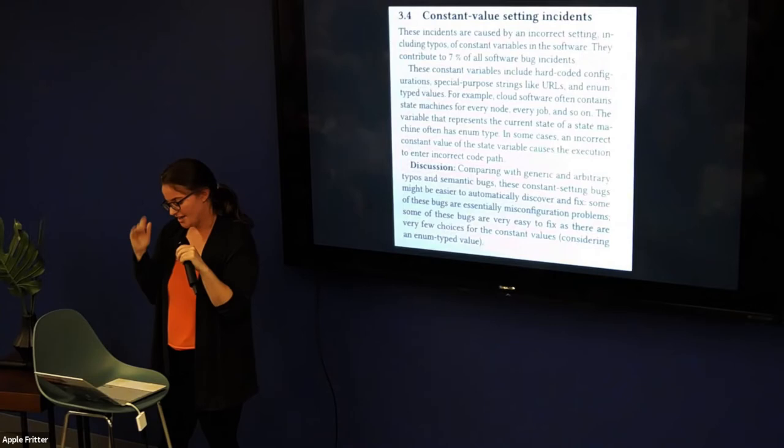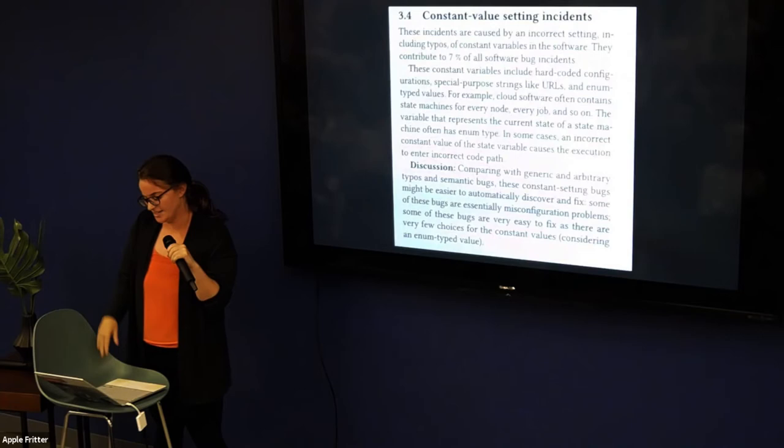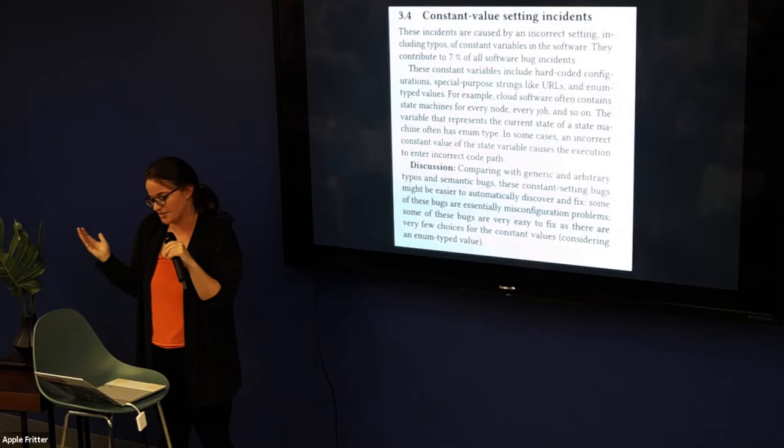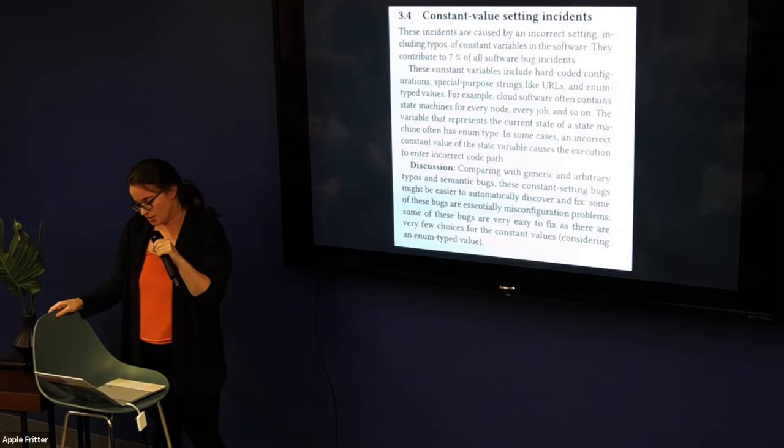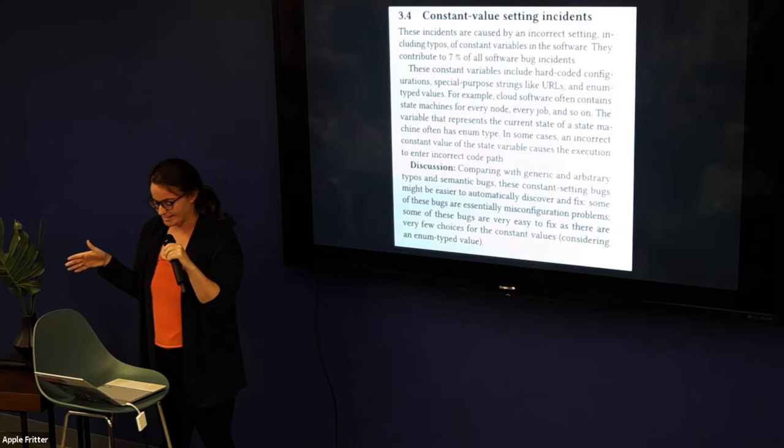So then there's the constant value setting incidents. These were problems where there's an incorrect setting of a constant, either a typo or something like that, which is crazy. You can actually find a bunch of production incidents online where a config just had a typo, like hard case variables, stuff like that. Thinking about this one, it would be really cool if you also automatically found a fix or generated an alert if one of these typos or semantic bugs came up.